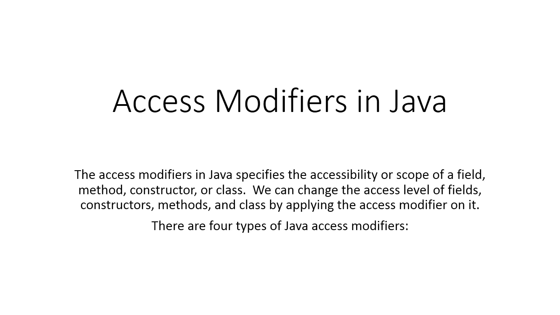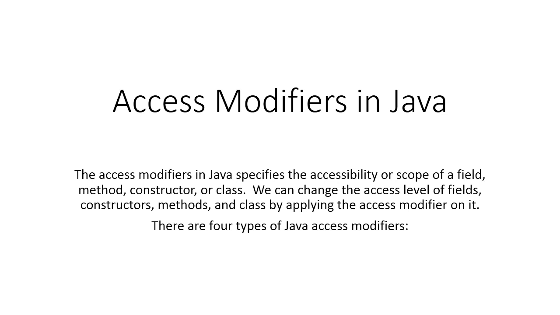Hello everyone, I am going to discuss access modifiers in Java. The access modifier in Java specifies the scope of a field, method, constructor, or class. We can change the access level of a field, constructor, method, and class by applying the access modifier on it.